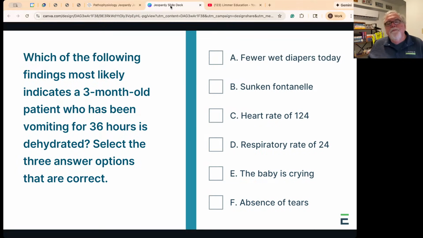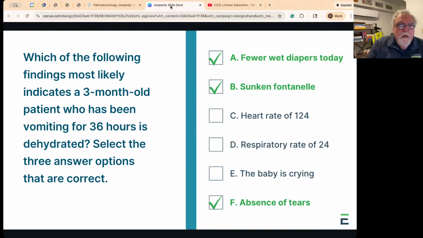And you know what? This is another one. I don't think you have to memorize vital signs, right? If you know physiology, right? If you know pathophysiology, that's why we do this. The correct answers are fewer wet diapers, right? Has the baby been wetting fewer diapers? The diaper's been dry? A sunken fontanelle, right? 3 months old, this big anterior fontanelle is going to be a little sunken. An absence of tears indicates dehydration, because that's what most likely indicates a patient's dehydrated.